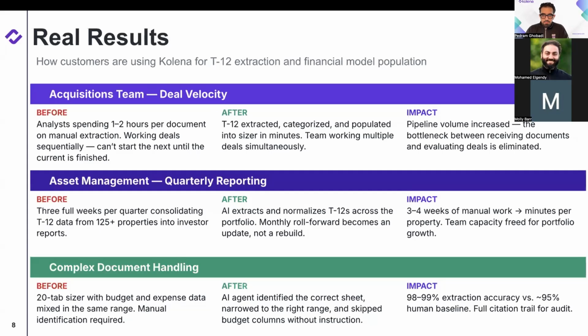Just a few proof points from what we've seen, to put some context around what Pedro just showed you and show you some real numbers from teams using this. Acquisition teams that are working deals one at a time can't start the next deal until the current one's done. Those acquisition teams are now running multiple deals simultaneously. You upload a package of documents, then you can upload the next package, and every single package gets extracted and analyzed at the same time. So you don't have to wait. That bottleneck between receiving documents and evaluating the deal is gone.